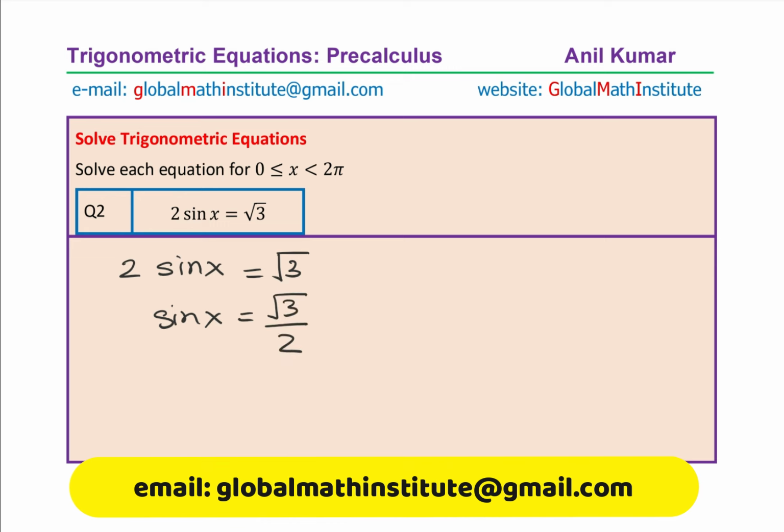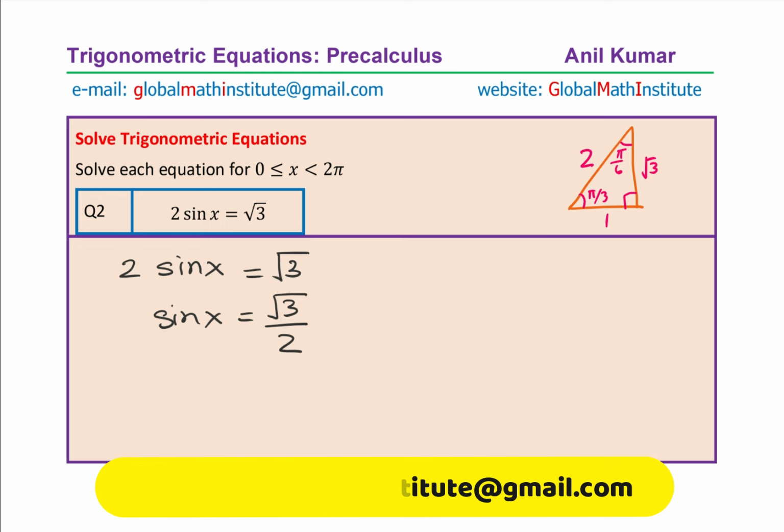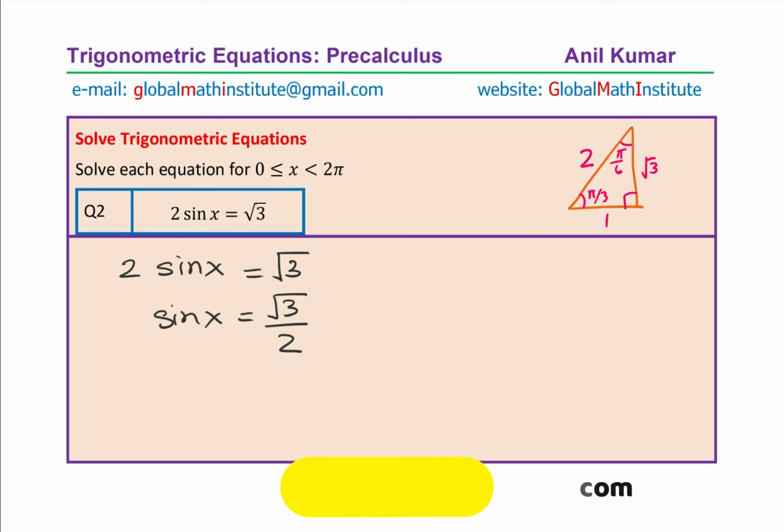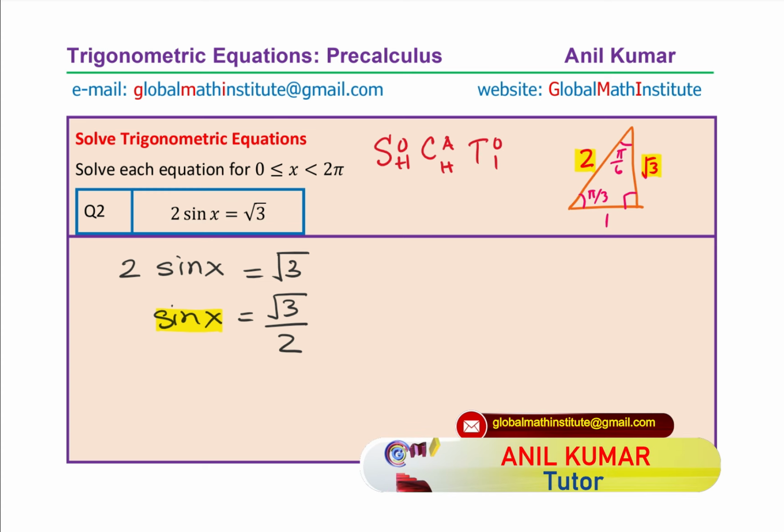Again, the same special triangle, where the angles are pi by 3, pi by 6, pi by 2, and the sides are 1, square root 3, 2. And we're looking at square root 3 by 2, and that too for the sine function. Sine is opposite over hypotenuse. Cosine is adjacent over hypotenuse. Tan is opposite over adjacent.